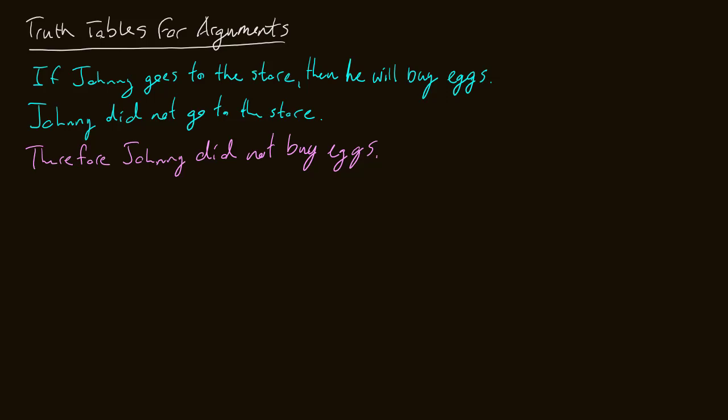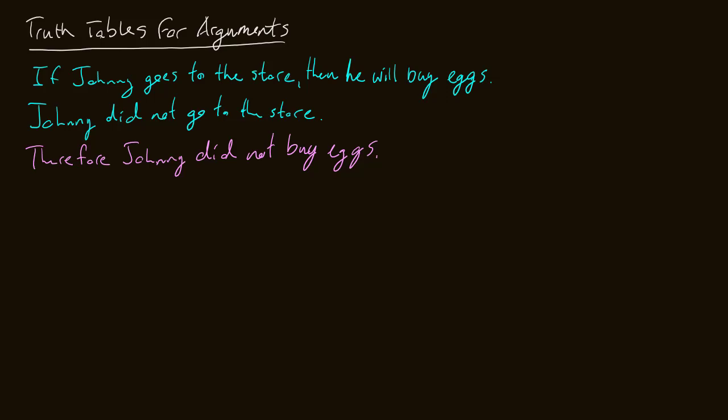So for example, I have this argument right here. If Johnny goes to the store, then he will buy eggs. Johnny did not go to the store. Therefore, Johnny did not buy eggs. So I have my premises: if I go to the store, I'll buy eggs. I'm also given that I did not go to the store. So I want to conclude that I did not buy eggs. But is that true? Here's how we would find out.